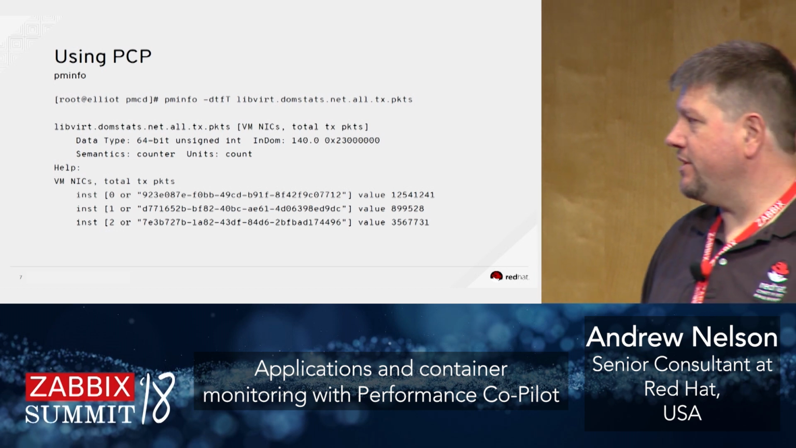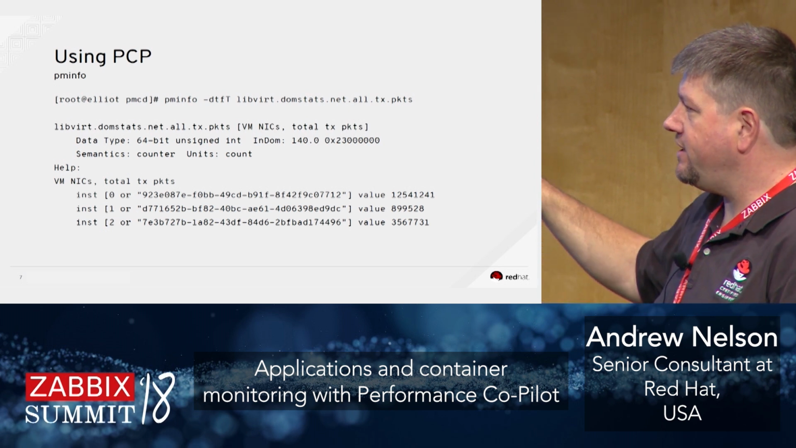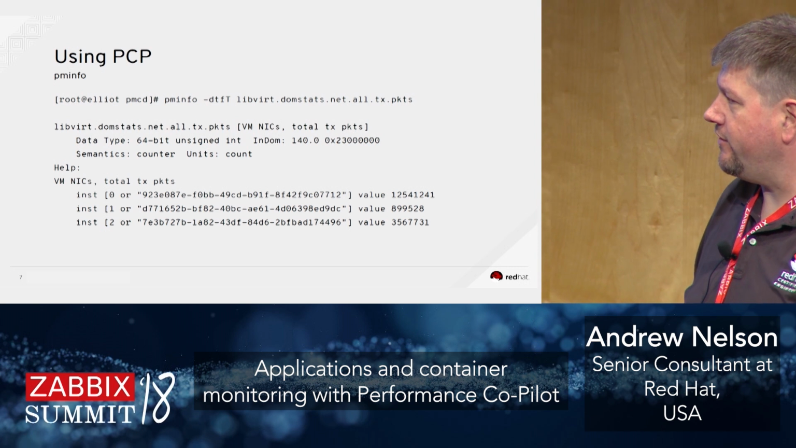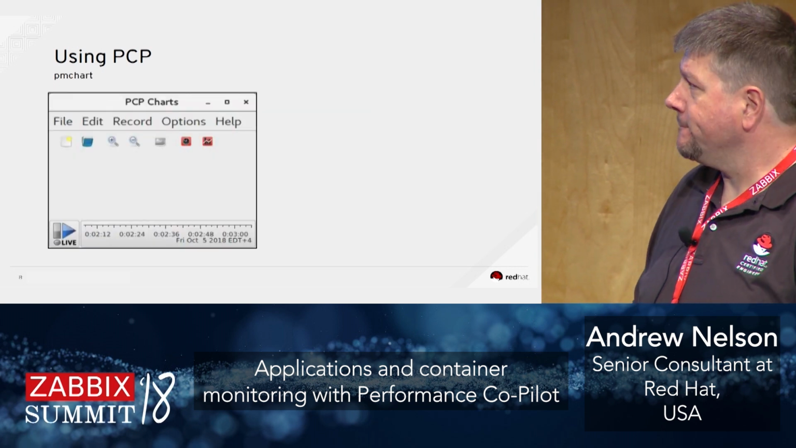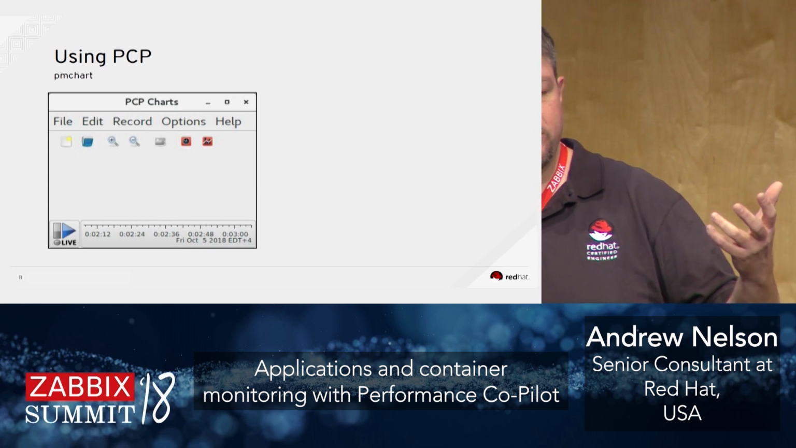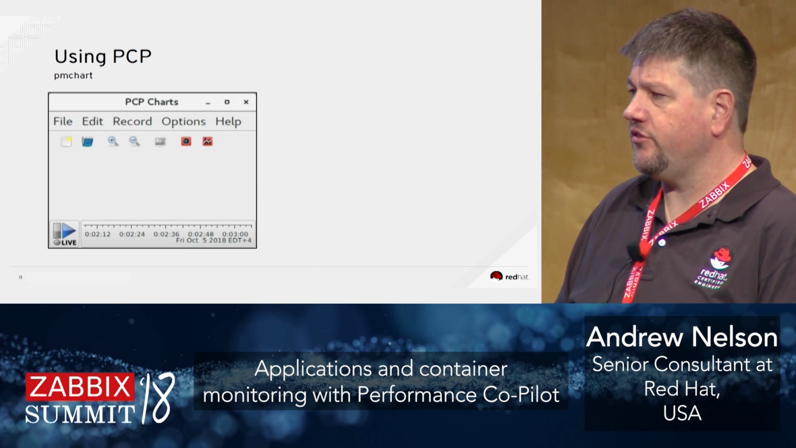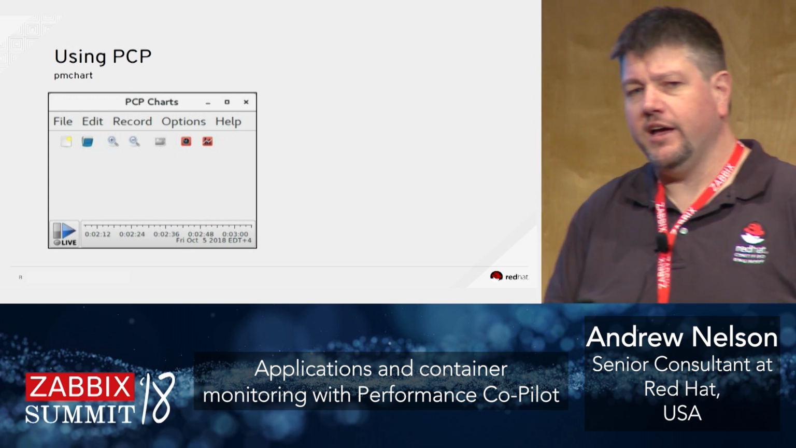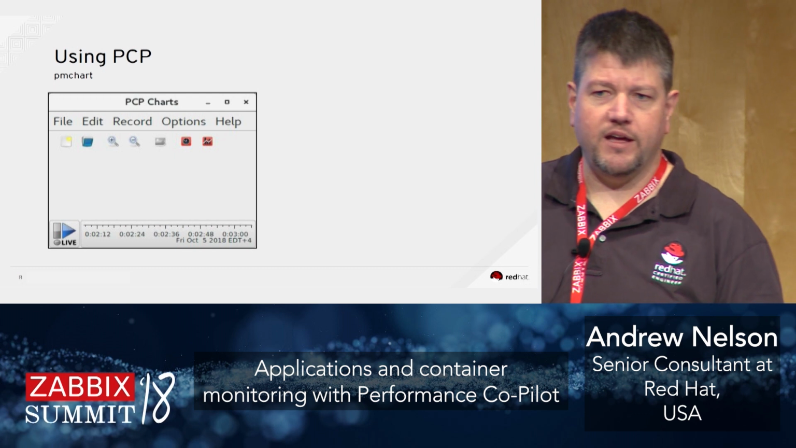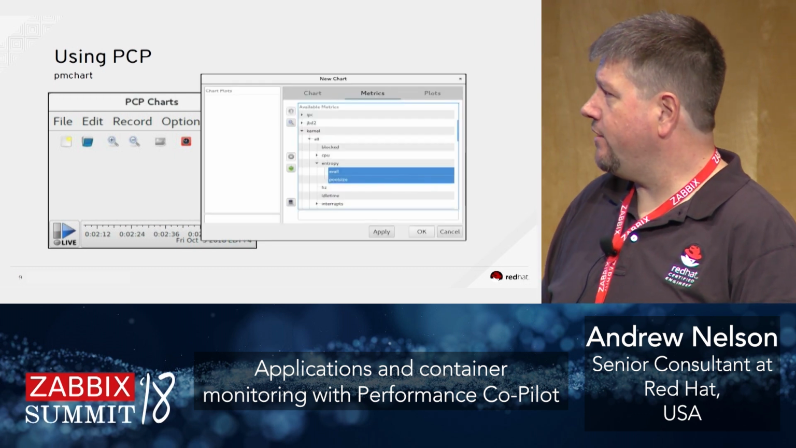Now it's kind of interesting because this is the UUID for the virtual machine. So it's kind of an interesting one when you're looking through there. So what does the PCP GUI look like? This is the PMchart utility. PMchart's another very useful utility as well, because it can allow you to very quickly look at some data and so forth. So we do that. We can pull it up.